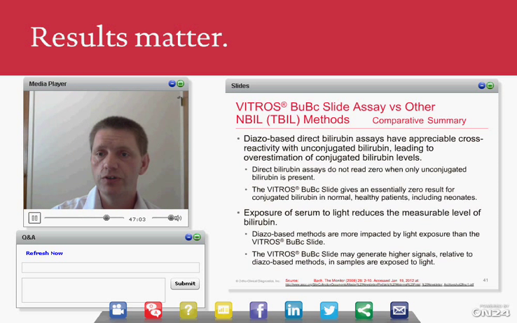So if you get a significantly positive BC measurement in a neonate who has not undergone phototherapy, then that really strongly suggests that either the sample has been exposed to light, or that they really do have conjugated bilirubin, which is actually very clinically important to know.